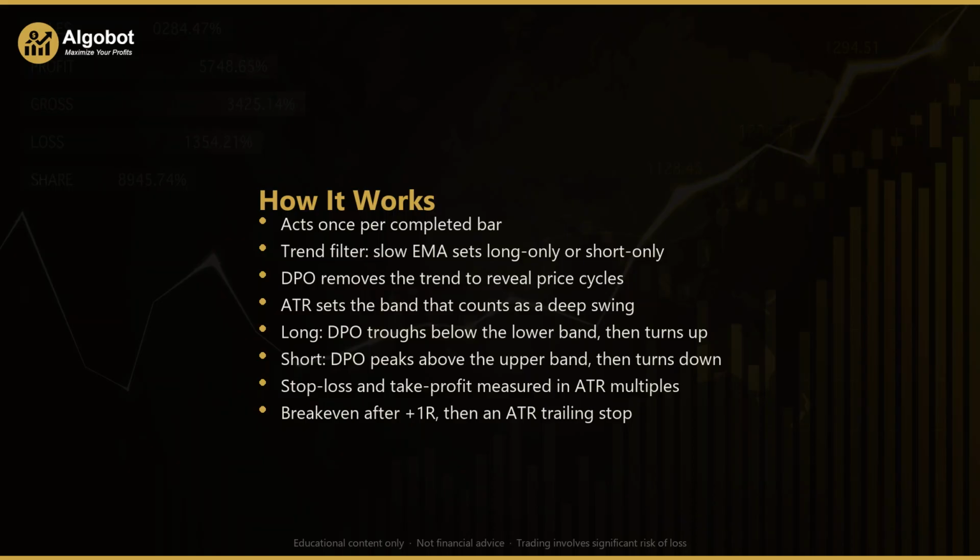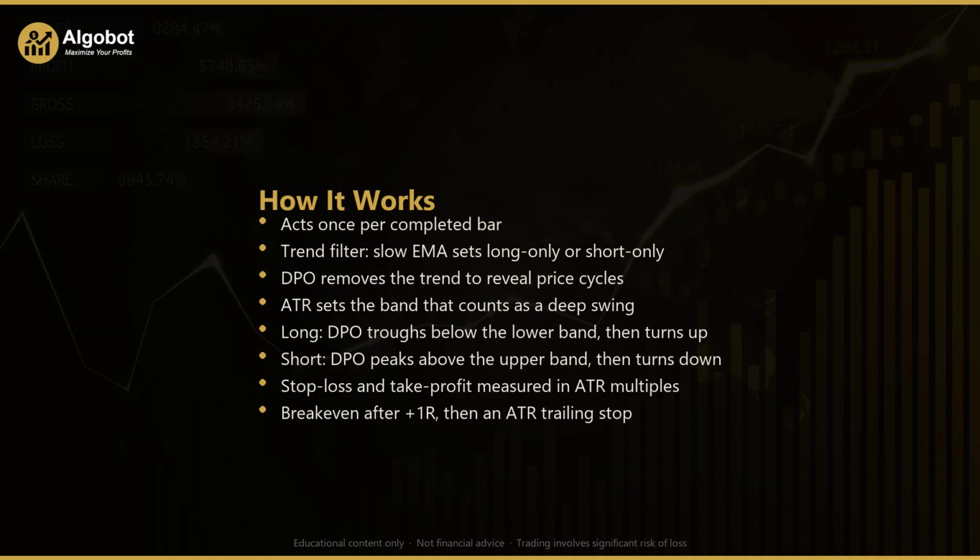Third, the volatility band. The strategy multiplies the average true range by the band multiplier, which is 0.75 by default. This creates an upper band and a lower band around the oscillator's zero line. Only swings that reach beyond these bands are considered deep enough to matter.